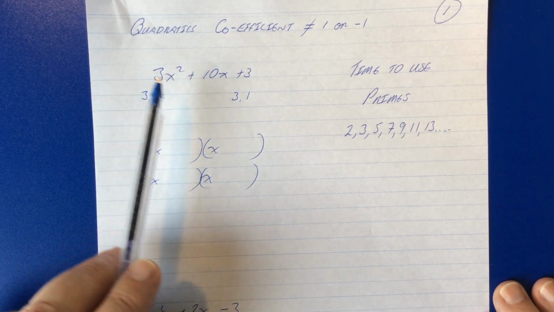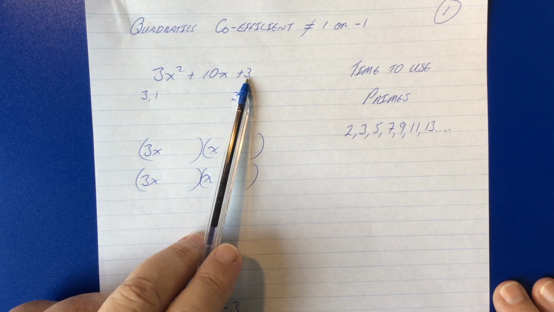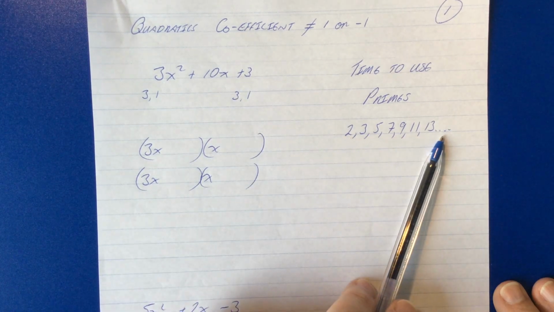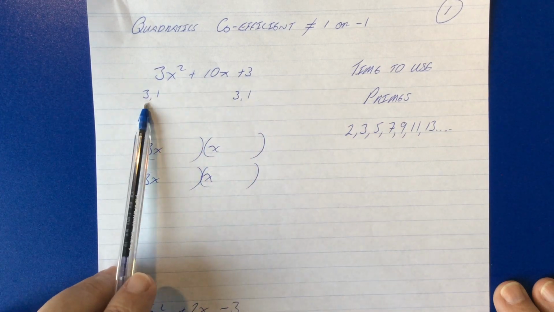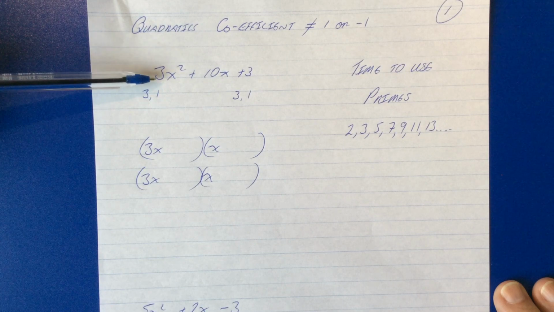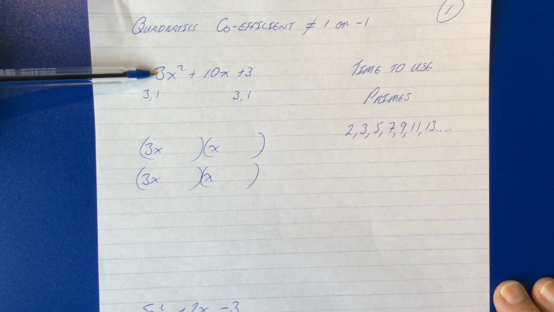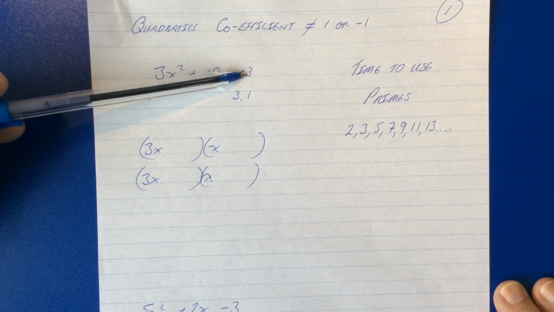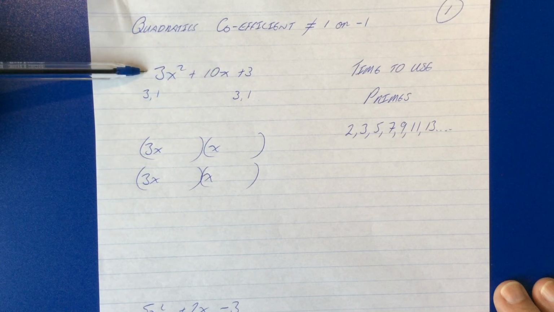3 is a prime number. Here's a convenient list of prime numbers for those of you who've forgotten. We can turn this to our advantage. It's highly likely that the factors of this will be 3 and 1, and the factors of this will be 3 and 1, and that will give us an answer to this.